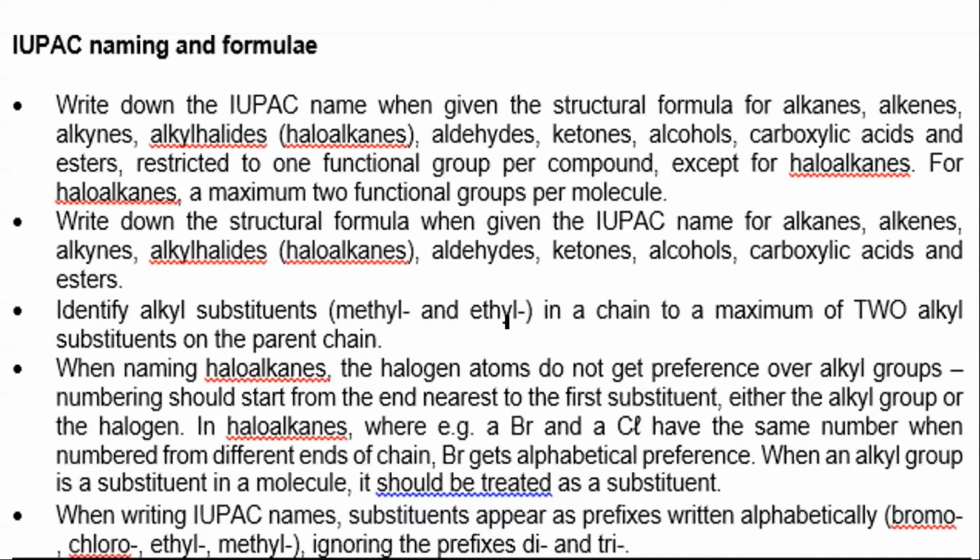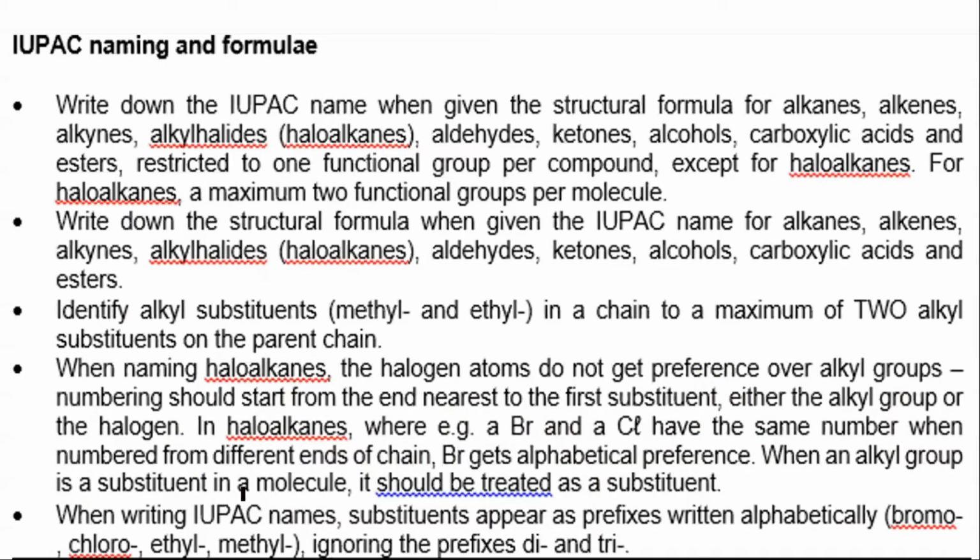Methyl and ethyl, and we'll talk about that, in a chain to a maximum of 2 alkyl substituents on the parent chain. And then when naming haloalkanes, the halogen atoms do not get preference over alkyl groups. Numbering should start from the end nearest to the first substituent, either the alkyl group or the halogen. In haloalkanes, where, for example, a Br and a Cl have the same number, when numbered from different ends of the chain, Br gets alphabetical preference, and so on altogether.